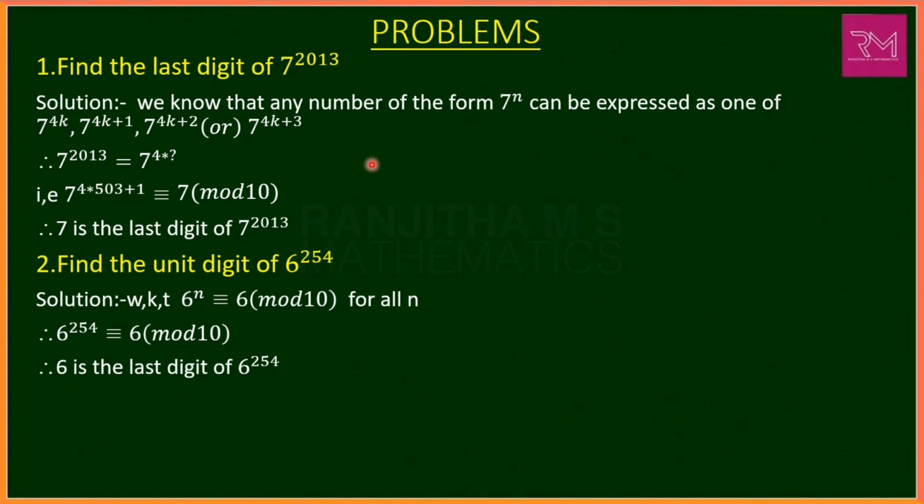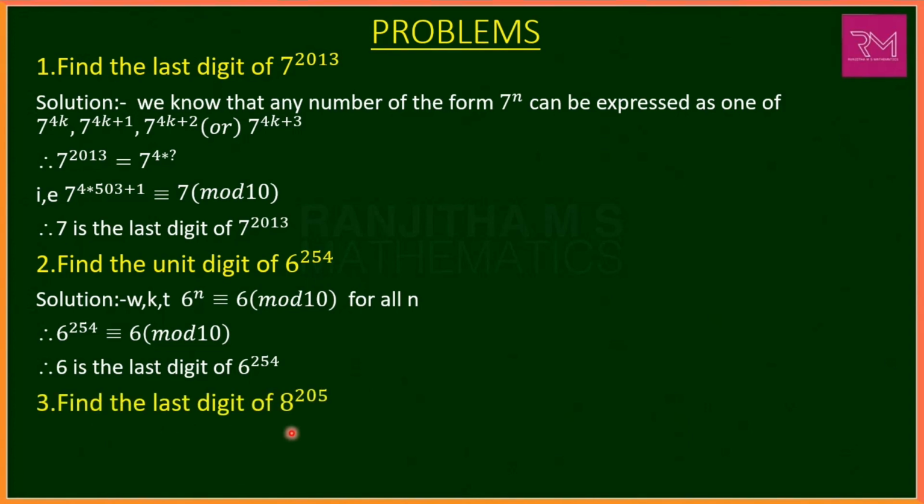So here we have to remember the form. The first problem is of the form 7 power n, so we have to apply the congruence 7 power 4k plus 1 is congruent to 7 modulo 10. Here 7 is the last digit. This one is of the form 6 power n, so we apply the formula 6 power n is congruent to 6 modulo 10. Therefore we can conclude 6 power 254 is congruent to 6 modulo 10, so 6 is the last digit of 6 power 254. Observe that in the problem we have to take a formula and simplify the values.